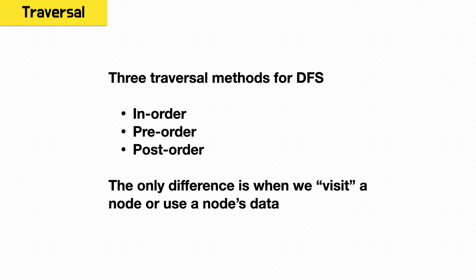So when we implement depth-first search, there are actually three ways to do it, and that's called in-order traversal, pre-order traversal, and post-order traversal. The implementation of these three functions is going to be nearly identical. The only difference is going to be when you use the data of the current node. And the term we use for using data is visiting that node.